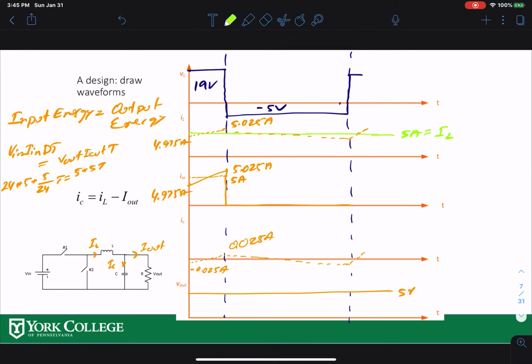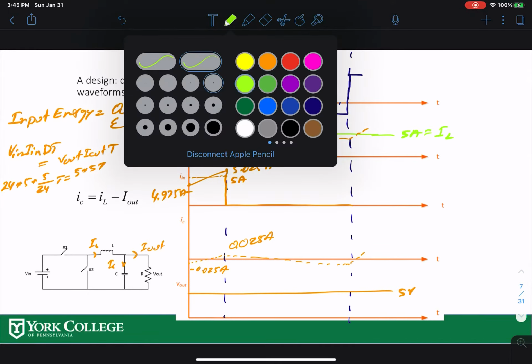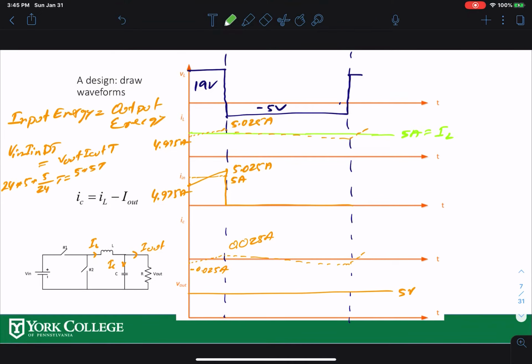Now let's draw what we have. Let me get a different color. When switch 1 is on, that is almost 20% of the time, and switch 2 is on almost 80% of the time. When switch 1 is on, your VL is 19 volts. When switch 2 is on and switch 1 is off, VL is negative 5 volts. IL is 5 amps average, and it has 1% peak-to-peak ripple, so half goes up and half goes down. It varies from 4.975 amps to 5.025 amps, and the average is 5 amps.